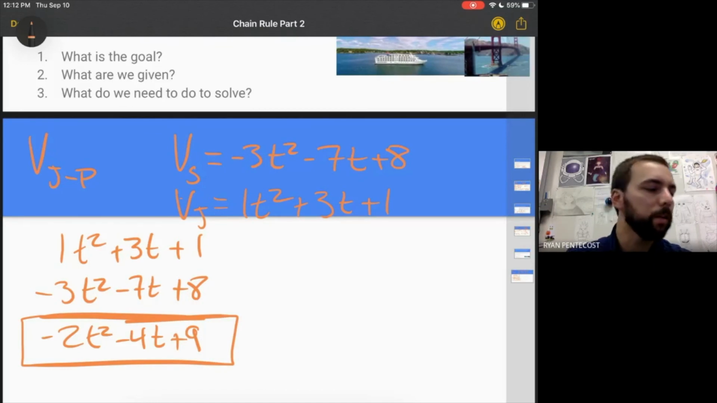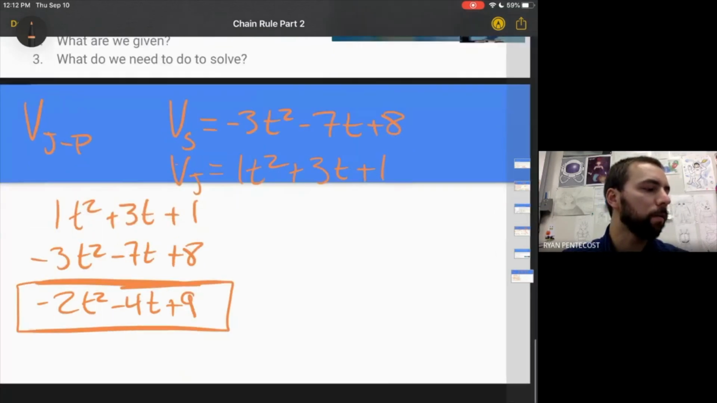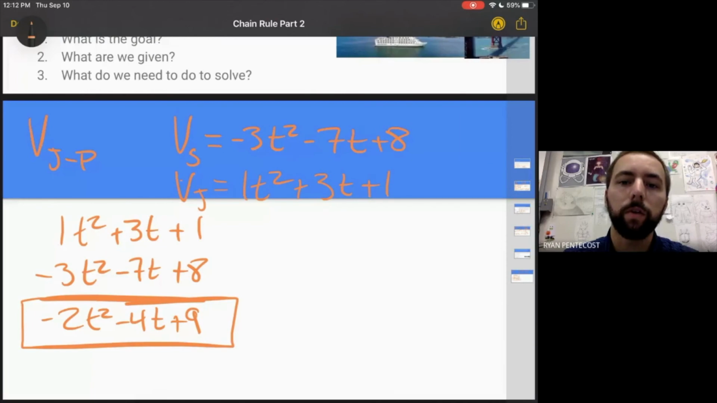All right, so that is chain rule part 2. Those are the example problems that we have. After this, you've just got the take-home test for chapters 1 and 2, and then we will take our unit test over combined chapters 1 and 2.